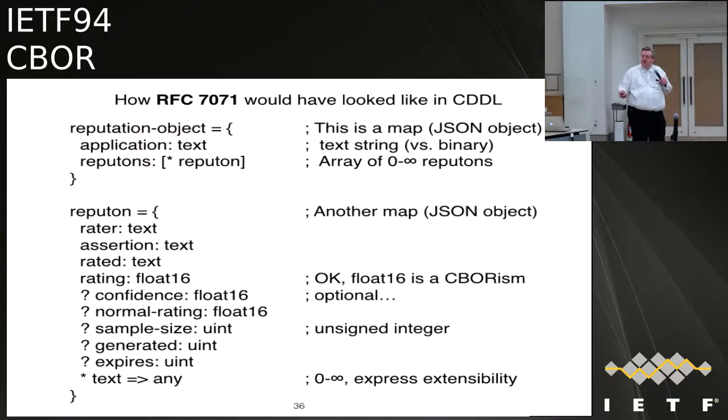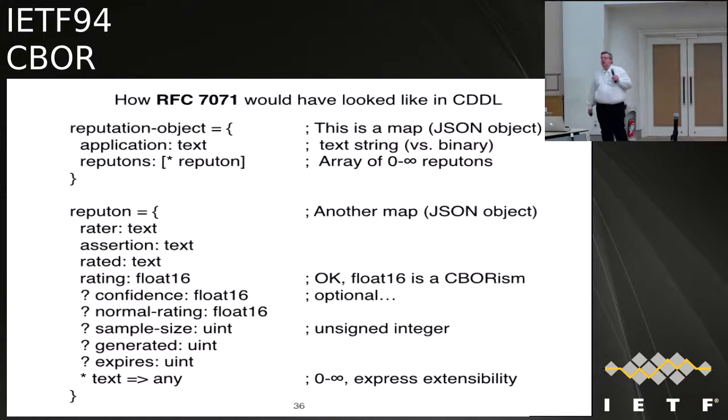And then it has a number of optional components: confidence, normal rating, sample size is an unsigned integer, generated is an unsigned integer, expires is an unsigned integer, and then it has some extensibility, so you can go ahead and define additional entries for that map. So that's, I don't know, five pages out of that RFC. So that is retroactive. We have looked at 7071 as an example of a document that has a not completely trivial JSON representation, and it takes days to read the description, and it takes 5 minutes to understand this stuff.